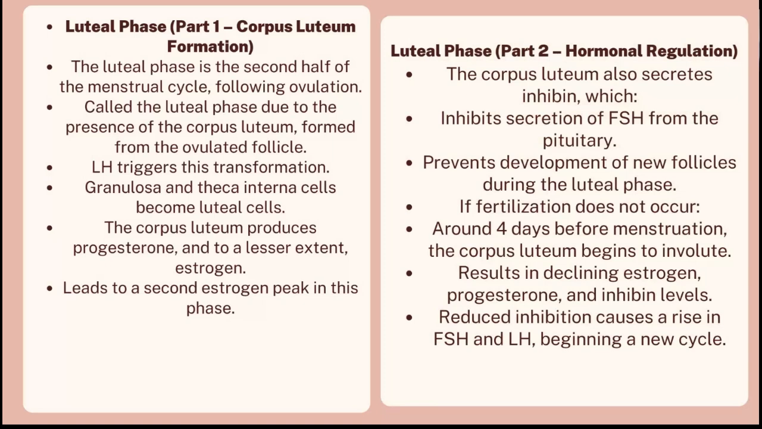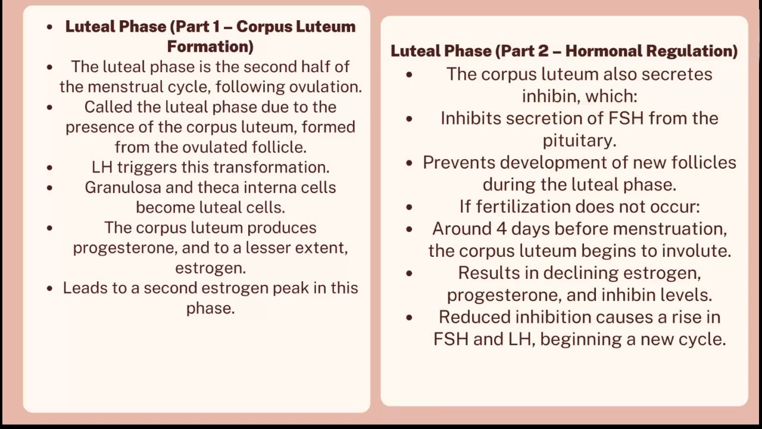Right now, the progesterone and LH are more than FSH and estrogen. This progesterone maintains the endometrial lining for potential implantation. So in case pregnancy happens, the placenta can grow and the zygote can be implanted within the thickened endometrium.